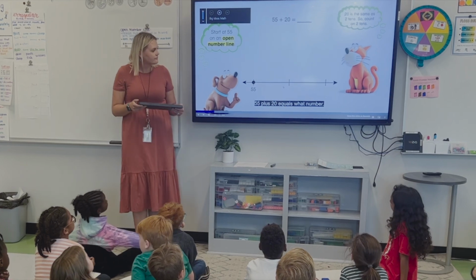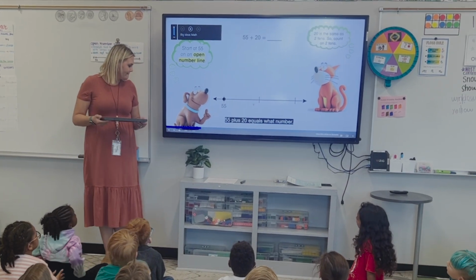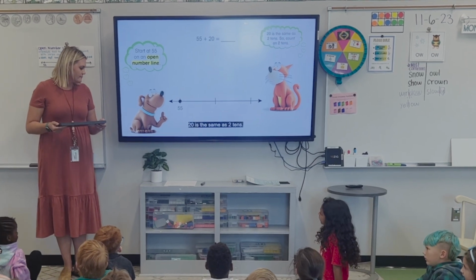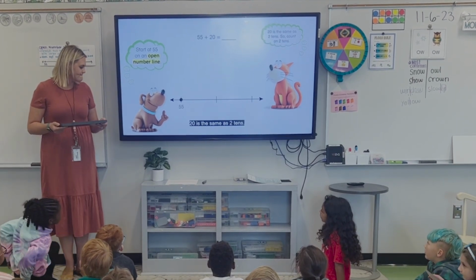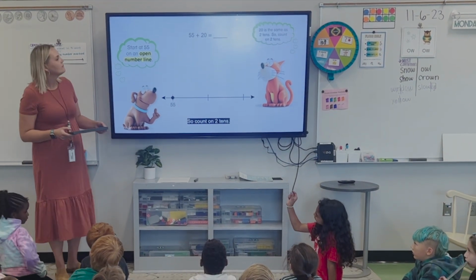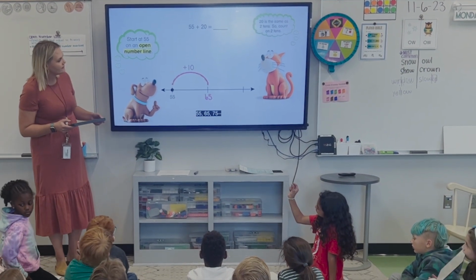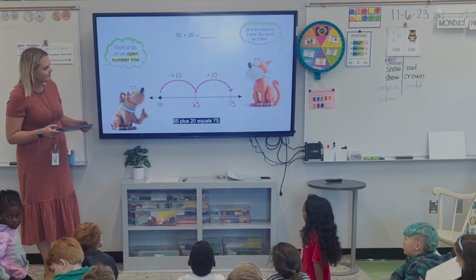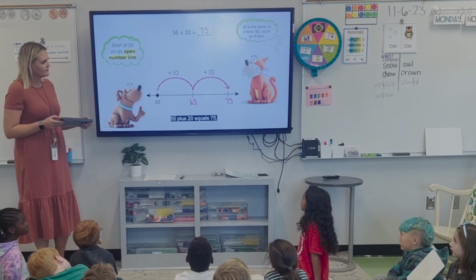55 plus 20 equals what number? Start at 55 on an open number line. 20 is the same as 2 tens, so count on 2 tens. 55, 65, 75. 55 plus 20 equals 75.